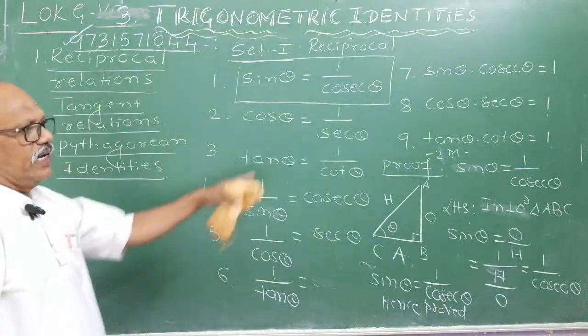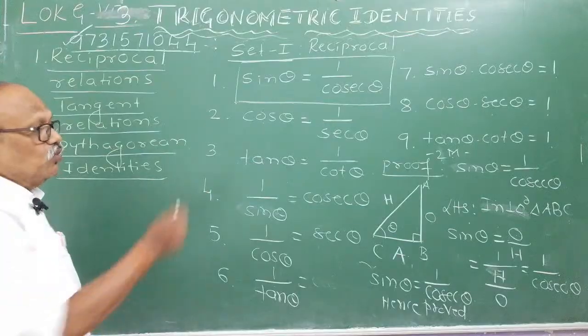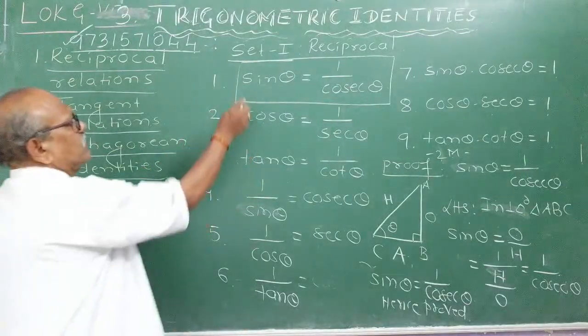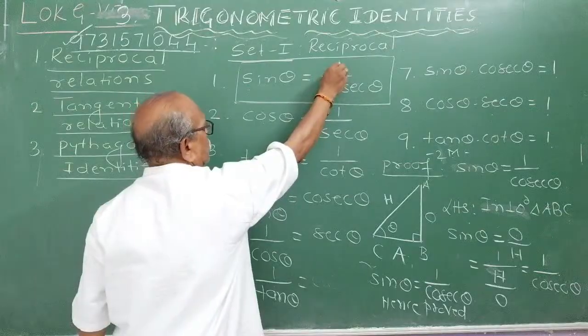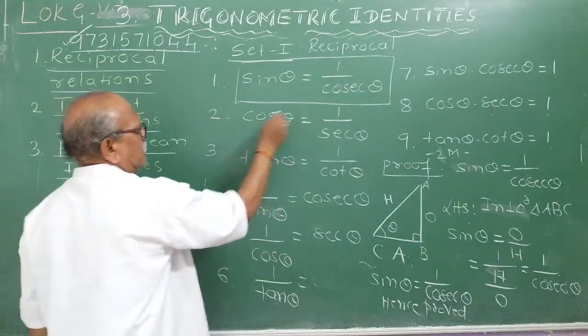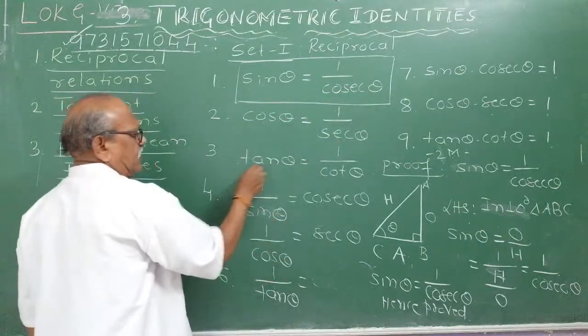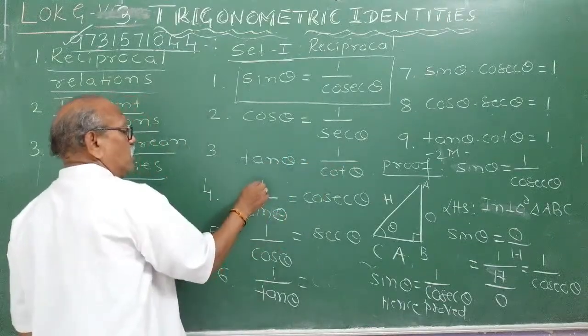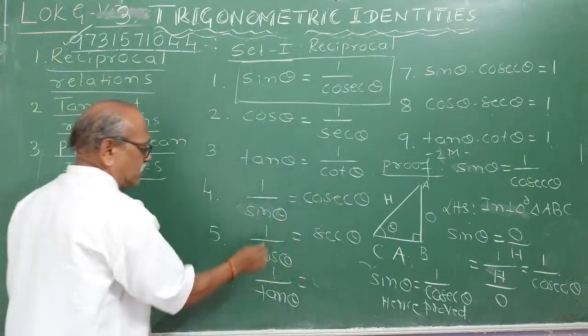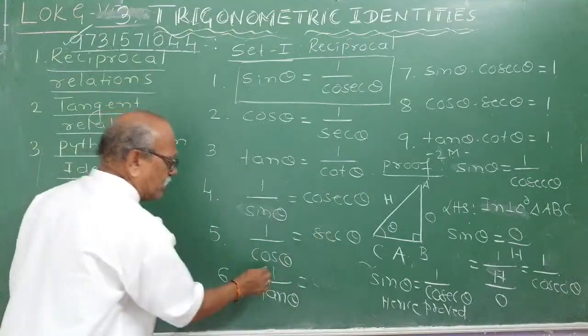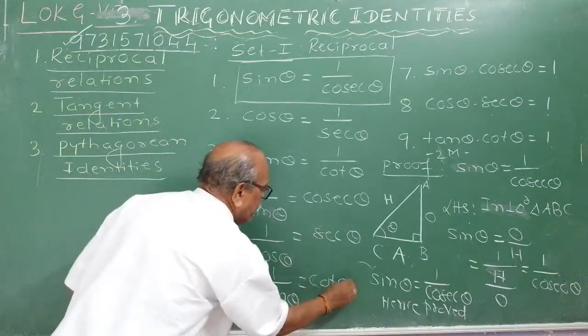Let us repeat all the 9. Then I will rub it. You go on continuously writing the number. Sin theta is equal to 1 upon cosec theta. Cos theta is equal to 1 upon sec theta. Tan theta is equal to 1 upon cot theta. 1 upon sin theta is equal to cosec theta. 1 upon cos theta is equal to sec theta. 1 upon tan theta is equal to cot theta.